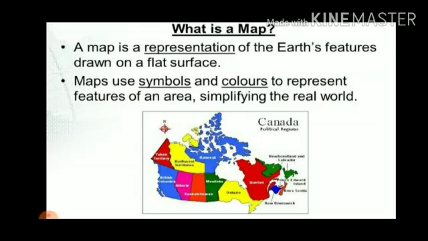So maps use symbols and colors to represent features of an area, simplifying the real world. We will discuss this point later on. For now, please see this picture, children, a map of Canada. You can see here some colors which represent different states. Okay.